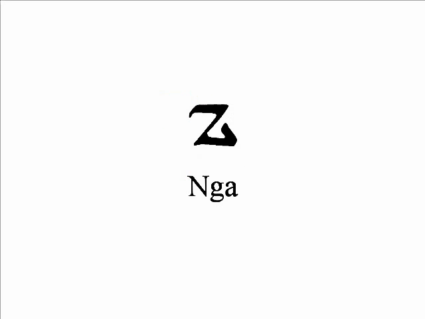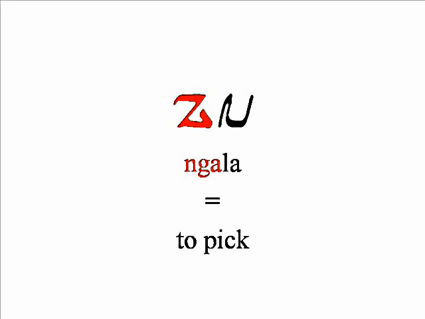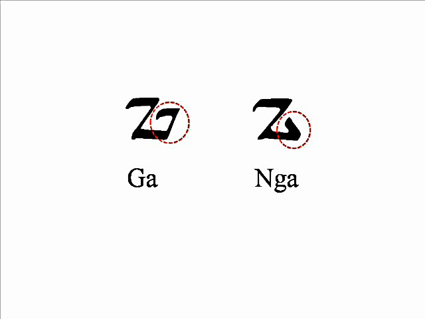Next is Nga, as in the word bang. Here is how the letter is written to make the word such as ngala, or to pick, like picking fruits or flowers. Be careful to distinguish between the letter Ga and Nga. The left is Ga, while the right is Nga. Notice the tail of strokes for both letters.